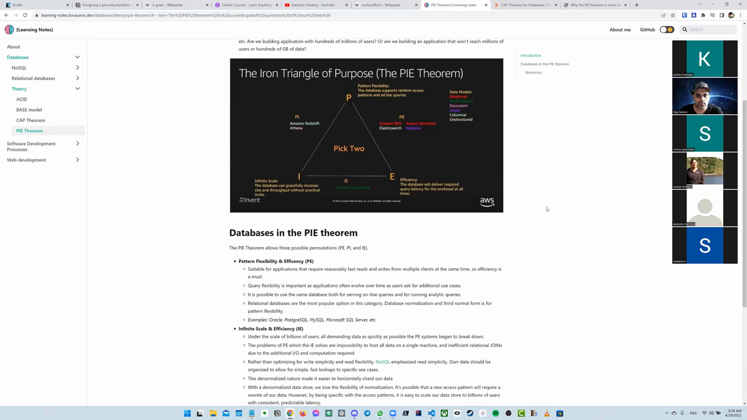But can anybody say where SQL should be the go-to choice? It just depends. I think that's the whole point of the chapter, right? Pattern flexibility is one. Yeah, I think that's what they're saying. It just depends.